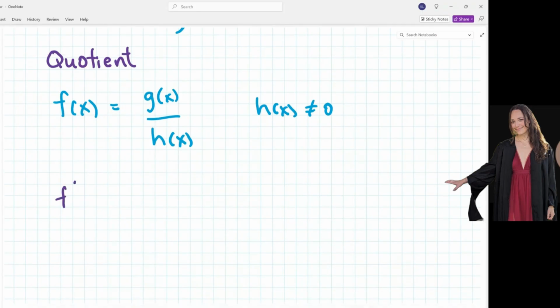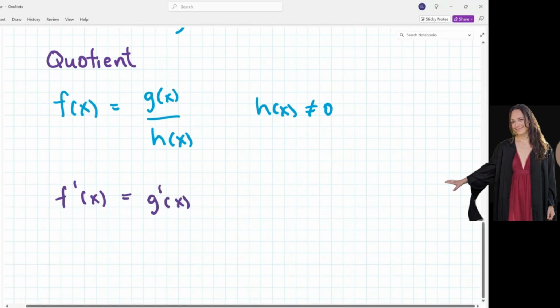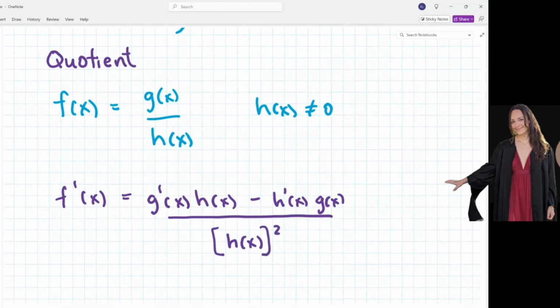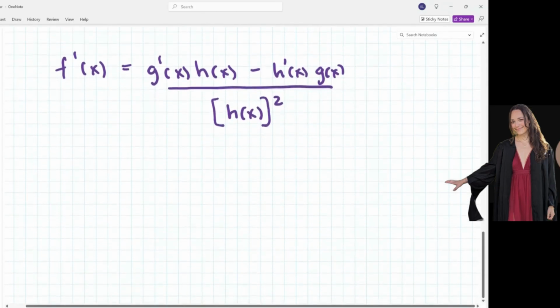To find the derivative here, we take the derivative of the top. So we do g prime of x times the bottom, which is h of x, minus the derivative of the bottom, so h prime of x times g of x. And then we have to divide all of this by the denominator squared, so by h of x all squared. So this is the quotient rule for finding derivatives. Let's go ahead and do another example.